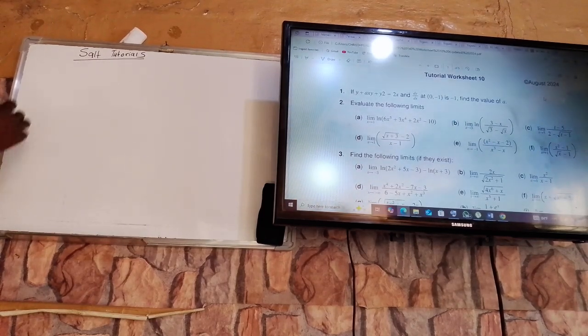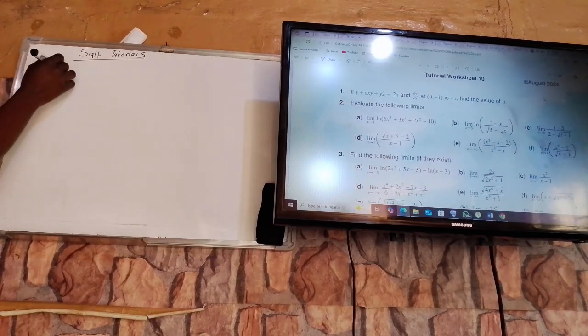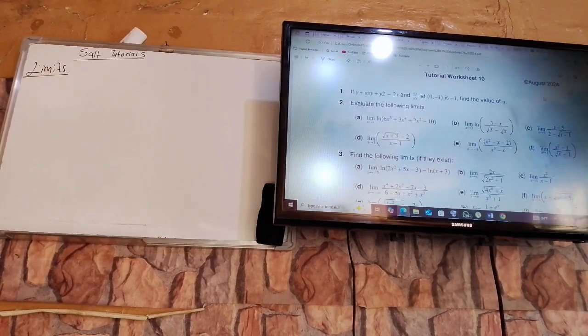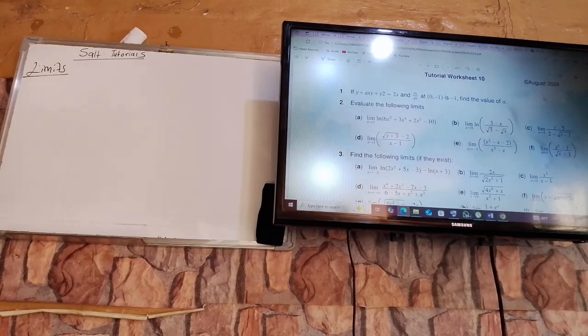So we're looking at limits. Limits are something as an introduction to calculus. Just as I simply said last time, calculus is basically divided into two parts. There is the differential calculus and there is the integral calculus. So in explaining the differential part, we always start first of all by understanding the intro, which is called limits.